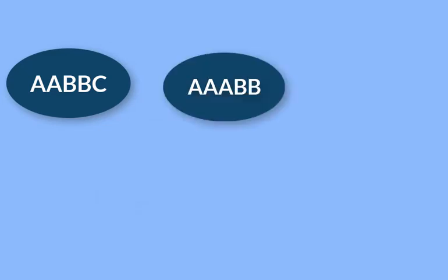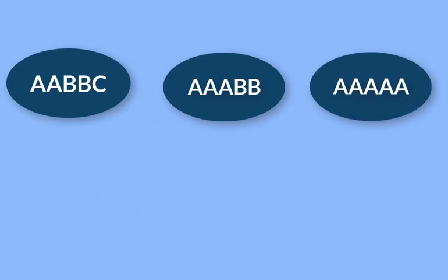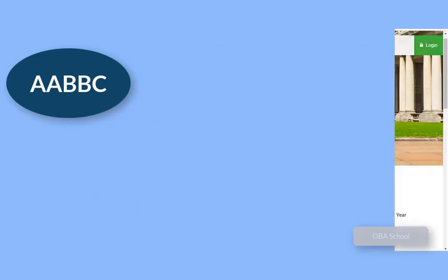Now, what if the student has achieved AAABB or AAAAA in their IGCSE qualifications? That means the student has exceeded the admission requirements, which strengthens his or her application and increases the chances of being accepted by the university because of the distinctive performance.